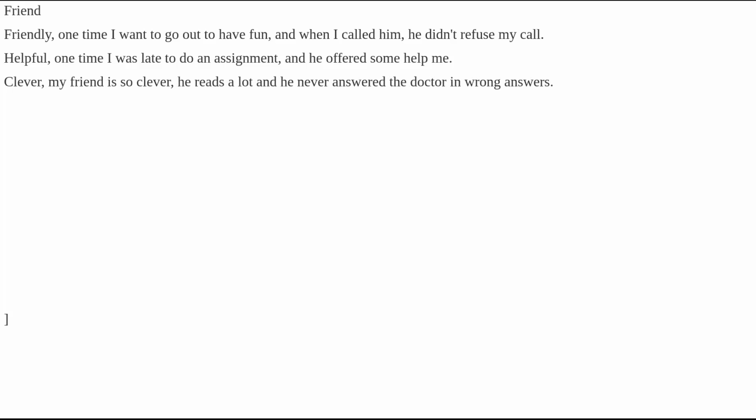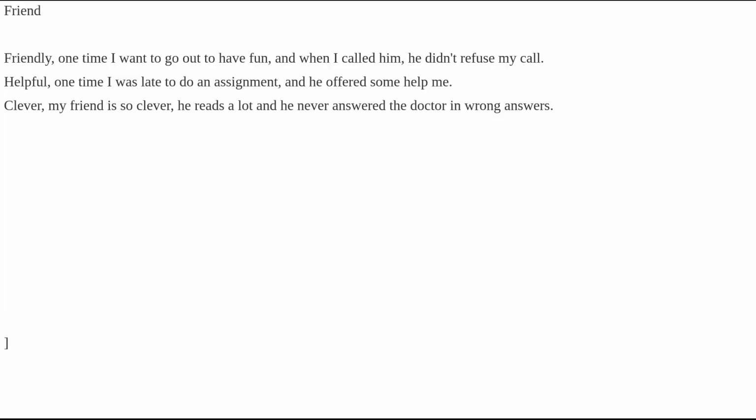So right now we have a topic, or we did some brainstorm. We will talk about a friend, okay, an anonymous friend. We don't know his name. He has three qualities. He is friendly, he is helpful, and he is clever. Okay. First, we need to write a topic sentence.